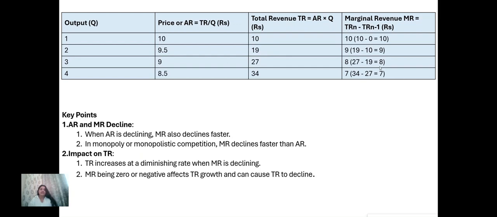Basically, a monopoly depends on an individual and an oligopoly is defined by a group. The impact on TR is that when TR increases, MR declines. And when MR is zero or negative, TR also declines. So basically, one quantity can change another quantity. We can see this aspect easily in this table.